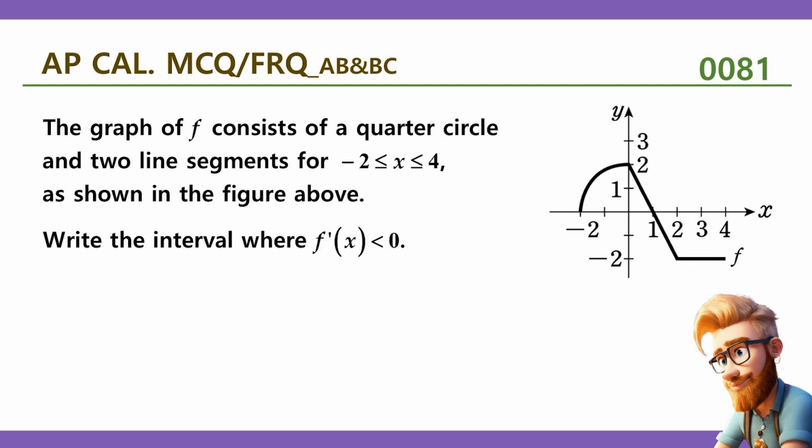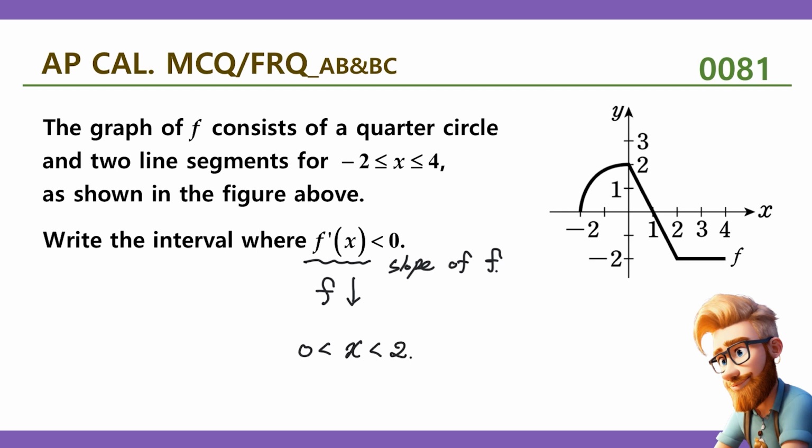If f prime is negative, then function f has to decrease, right? Because f prime is the slope of the tangent line. That's the slope, right? So in this graph right here, function f decreases from here to here, right? So the x interval is from 0 to 2. So the answer has to be x is between 0 and 2, right?